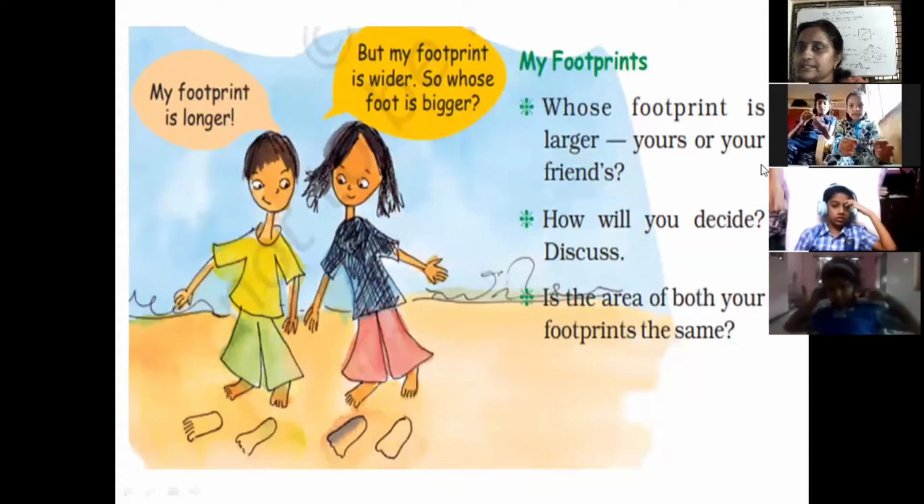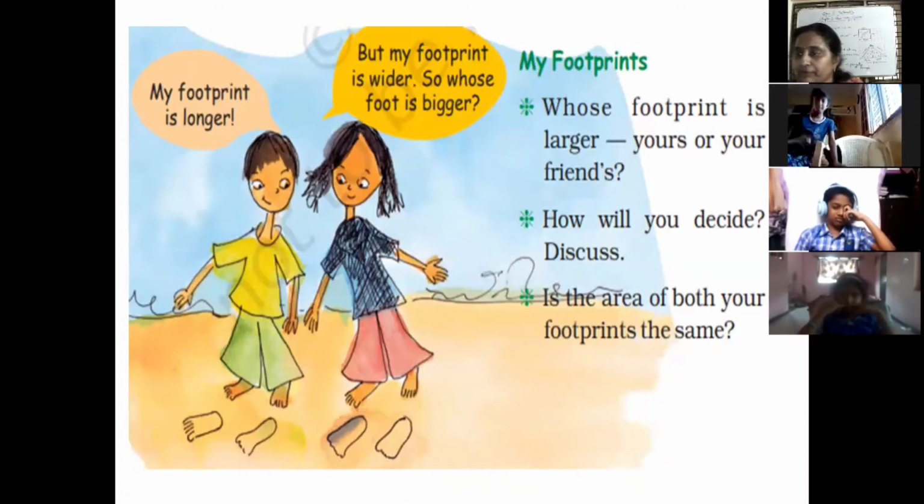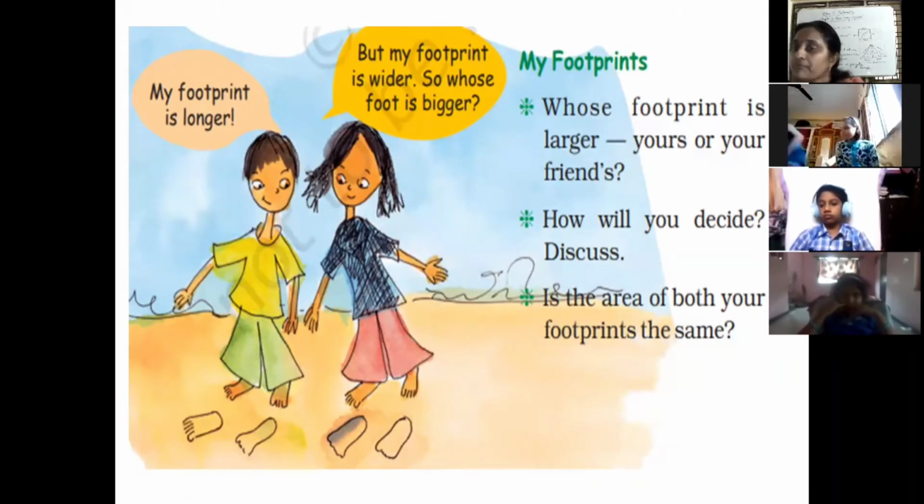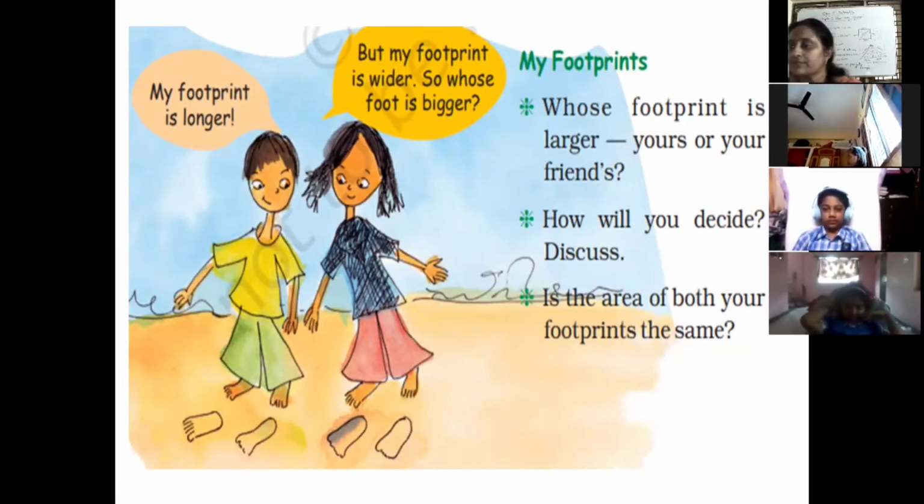Whose footprint is larger, yours or your friend's? How will you decide? How will you find the area of the footprint? By tracing the footprint on a graph sheet and counting squares, we can find the area of the figure. Using scale and thread also, we can find perimeter. What is area? The surface covered by the figure. By counting squares or by using a formula, we can find it.